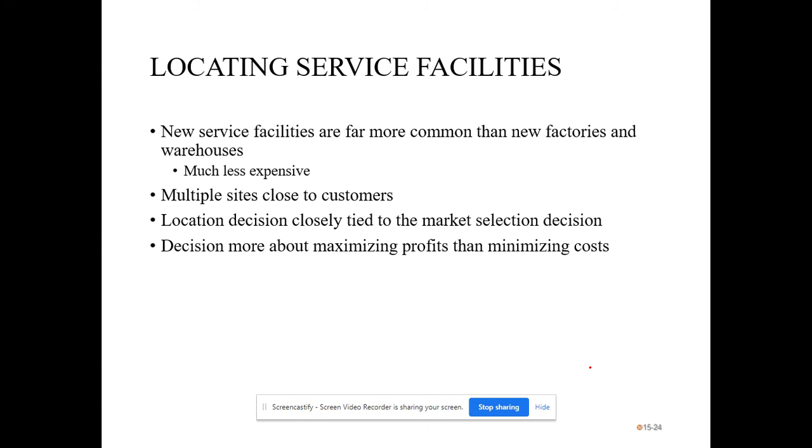They normally will look for sites close to the customer, and location decision is closely tied to market selection. The main thing here is maximizing profit, while in warehouse or factory we are looking at minimization of the cost, production cost or shipment cost. But here the main decision when deciding on a service facility is maximizing the profit.